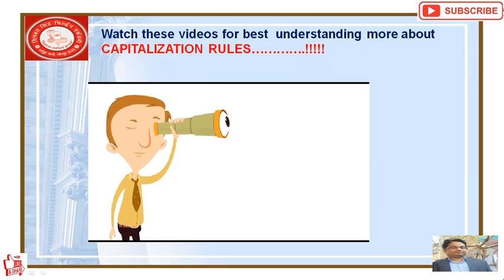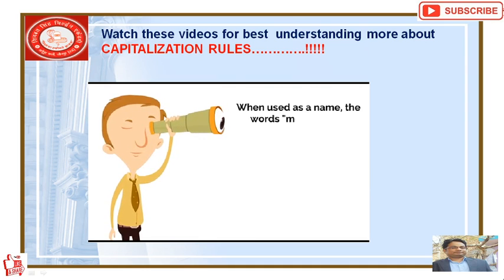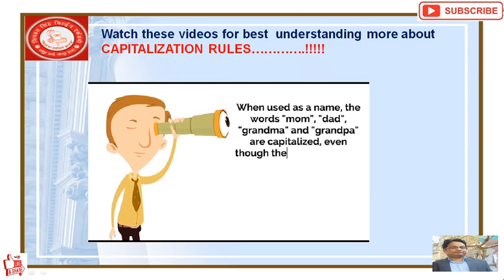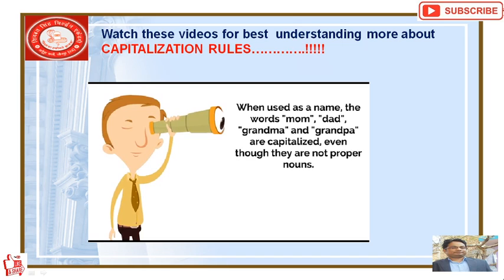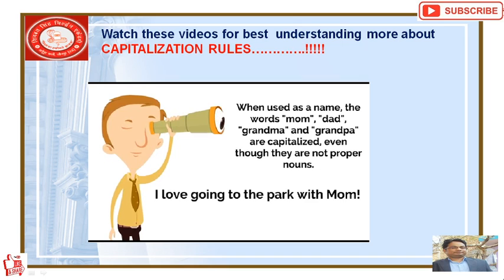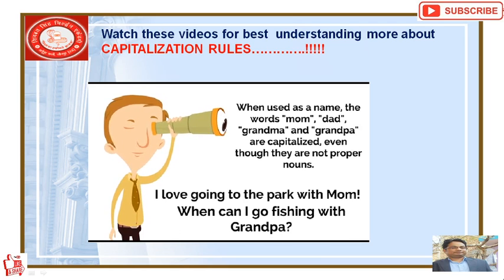Here is something interesting. When used as a name, the words mom, dad, grandma, and grandpa are capitalized, even though they are not proper nouns. Look at these examples. I love going to the park with Mom. The word Mom is being used as a name, so it's capitalized. Or this one, when can I go fishing with Grandpa? Grandpa is being used as a name, so it is capitalized.